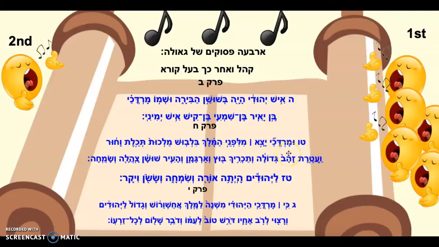When Mordechai becomes the viceroy and the Jews rejoice, 2 of those psukim are at the end of Perek Chet. And the second of those we know from Havdalah, Laihudim Hayeta Ora V'Simcha V'Sason V'Kar. And of course the final pasuk of the entire Megillah, like the psukim of other Sfarim, which are actually read twice with a form of repetition, is one of those psukim of Geula. Ki Mordechai ha-Yehudi mishneh lamelech Achashverosh v'gadol la-Yehudim v'ratzoi l'rob echav doresh tov li'amo v'dover shalom l'chol zar'o.